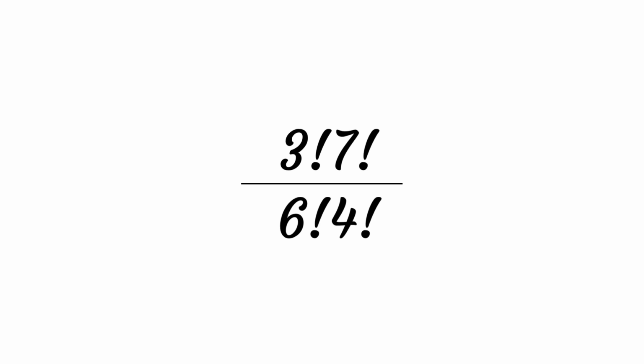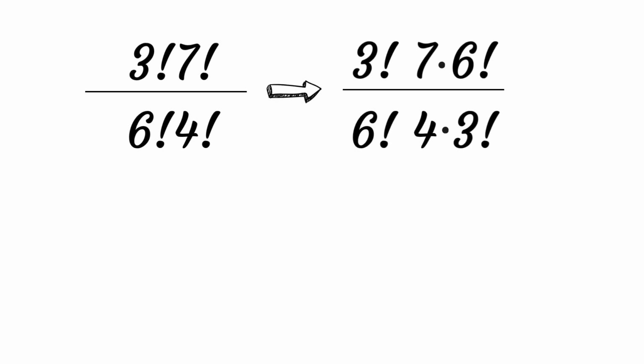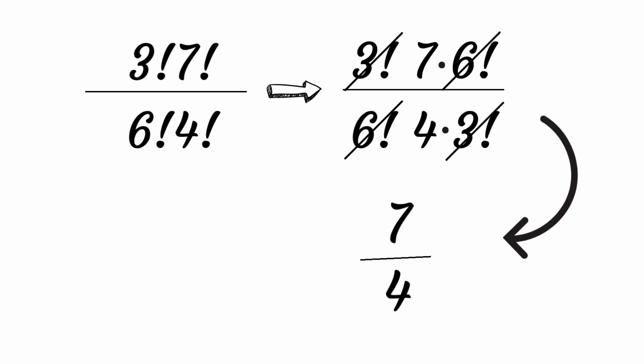Now, if we combine fractions and operations in one problem, we have 3 factorial times 7 factorial over 6 factorial times 4 factorial. And what we can do is expand the functions to get values to cancel out. 3 factorial can stay as 3 factorial. 7 factorial can turn to 7 times 6 factorial, because we just expanded it. And 6 factorial can also stay the same. And 4 factorial can turn to 4 times 3 factorial. The 3 factorials and the 6 factorials both reduce to 1, and that leaves us with 7 over 4.